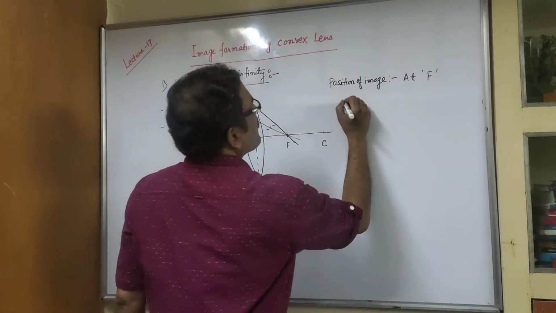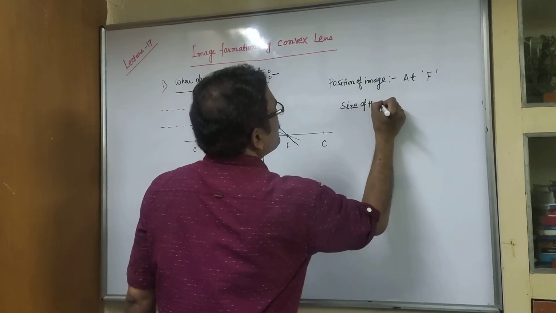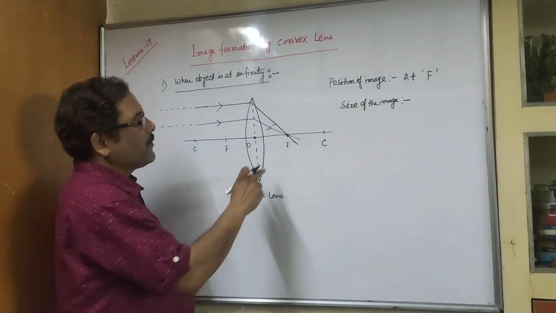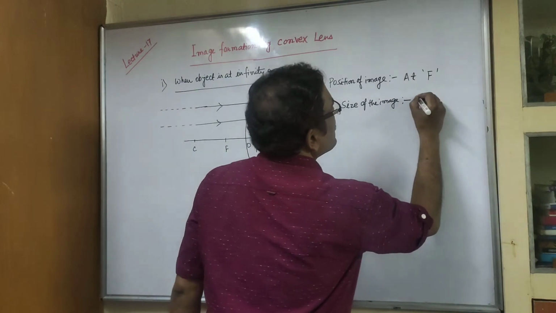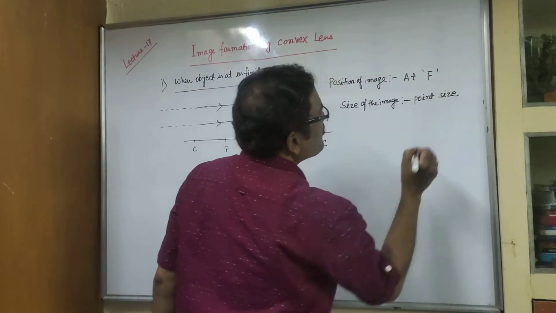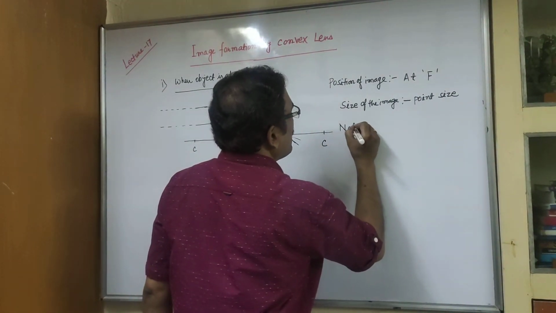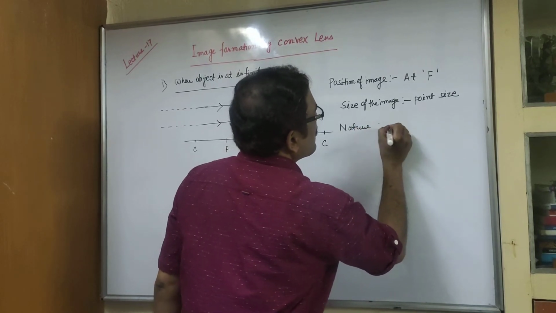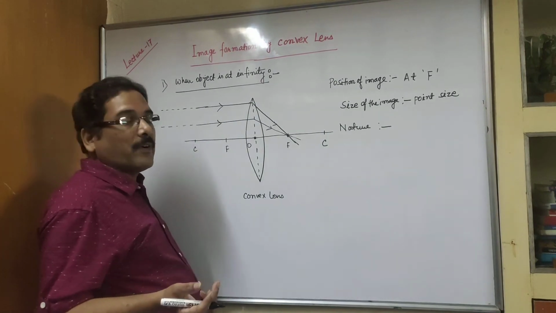Then you have to write size of the image. So, what do you think? What is the size? It is a point size image, isn't it? So, point size, then nature of the image. Nature means whether the image is real or virtual.